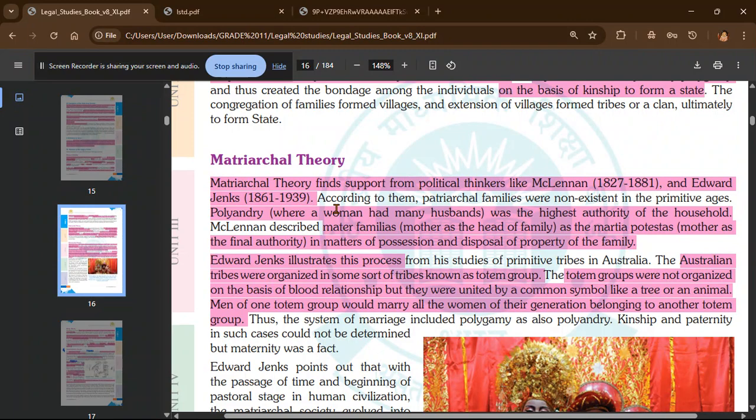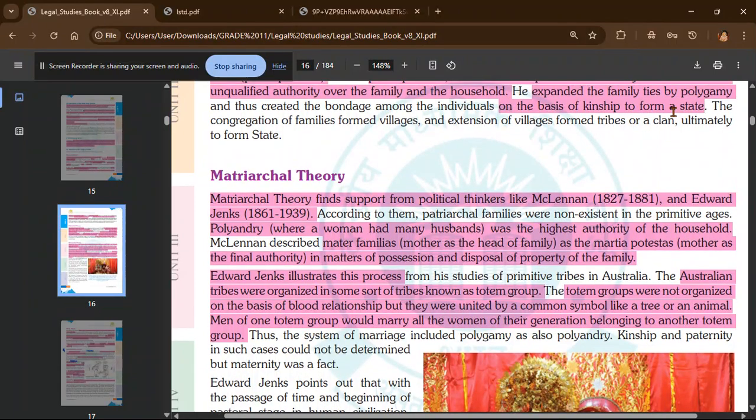Matriarchal theory finds support from political thinkers such as Edward Jenks and MacLennan. According to these political thinkers, patriarchal families were non-existent in primitive ages. They felt that these patriarchal families did not exist in primitive ages. Here we see polyandry. There was polygamy; here it is polyandry. Polyandry is where a woman has many husbands.